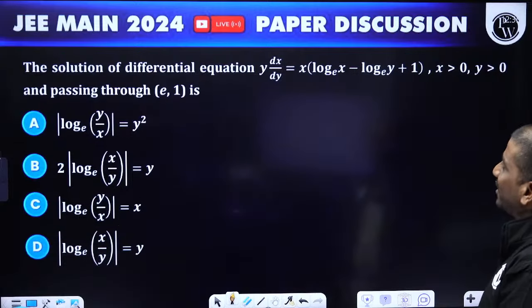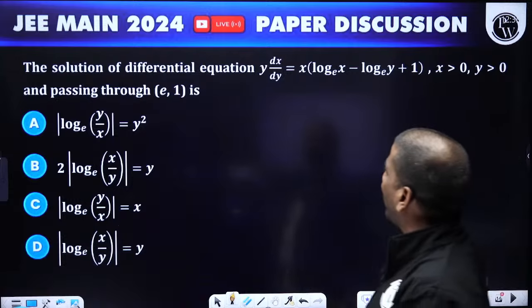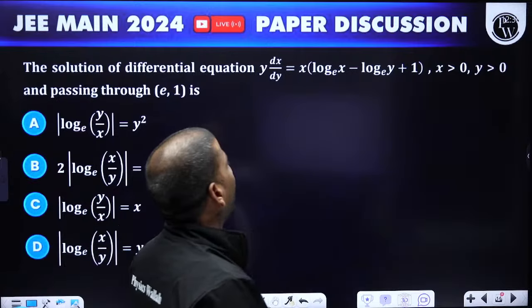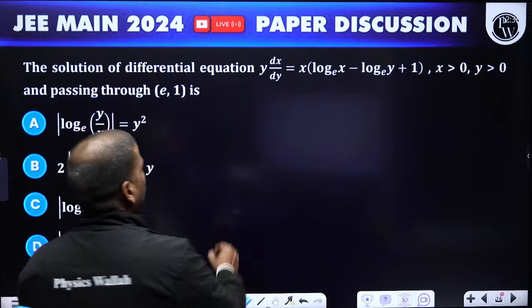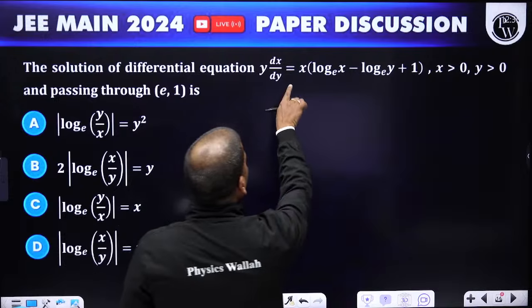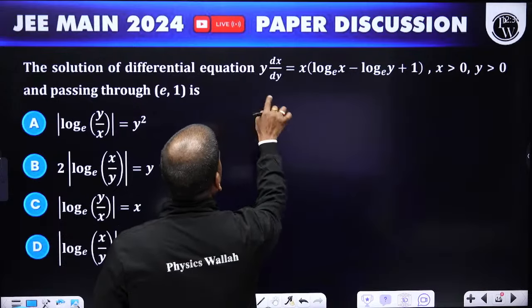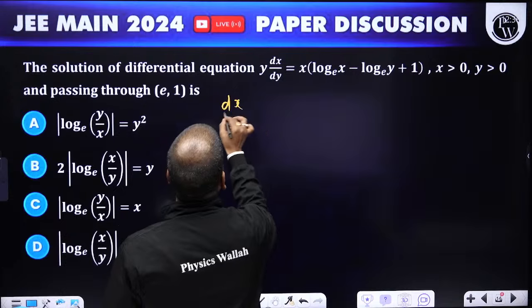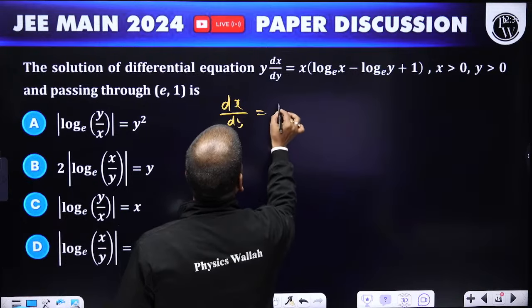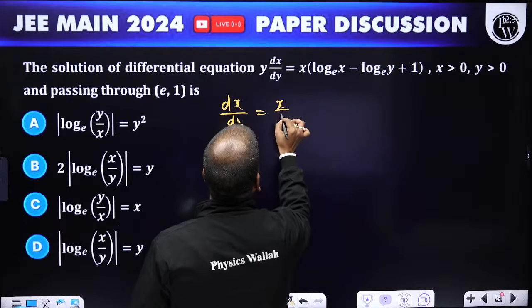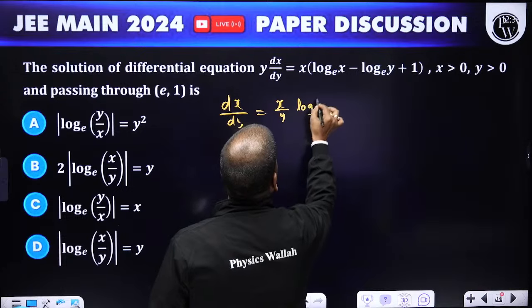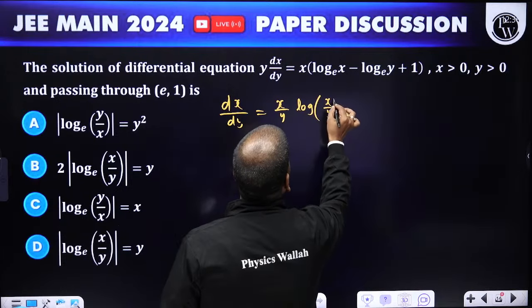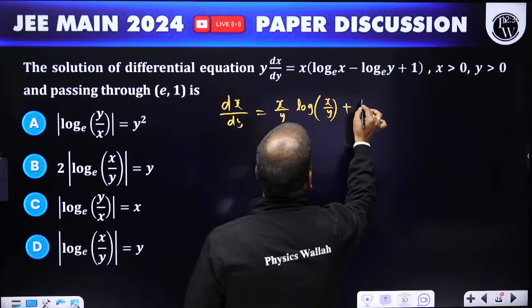So now let us see the differential equation question here, y dx by dy is equal to x times log x by y plus x. So, I think everything is like dx by dy. It's better to make it x by y. So, what I do, dx by dy is equal to x by y, and this is log x by y. That could be better. Right? Again, plus x by y.